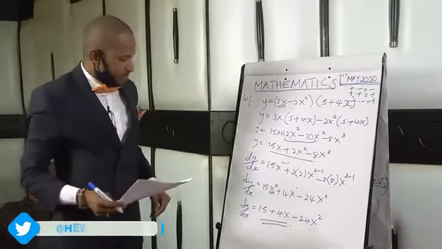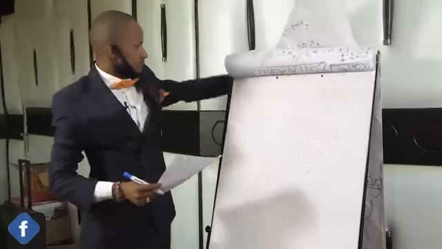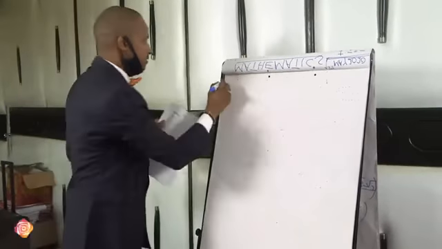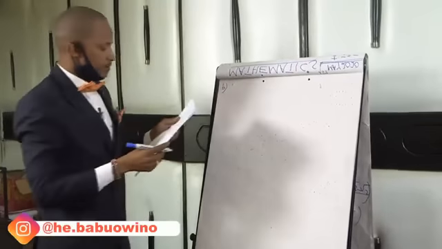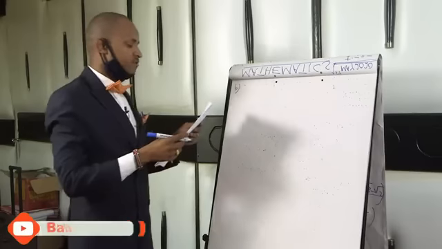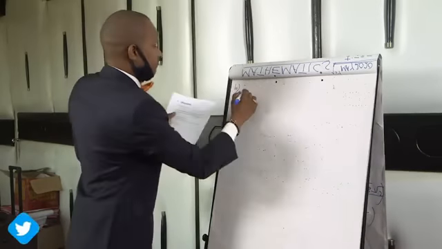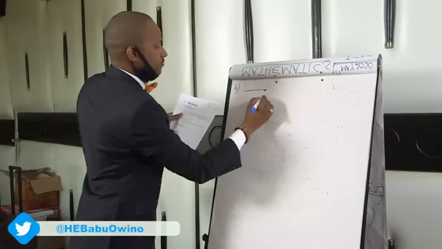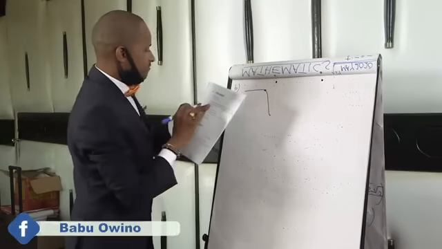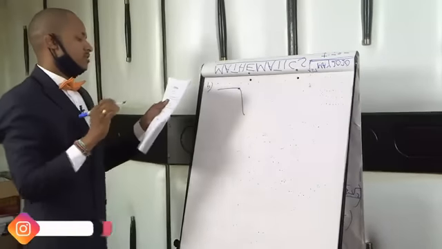Proceeding to part B of the question. Part B of the question is: a diver leaps from a diving board 32 meters above the surface of a swimming pool. So if this is the surface of a swimming pool, then a diver leaps from a diving board 32 meters above the surface of a swimming pool at time t seconds.